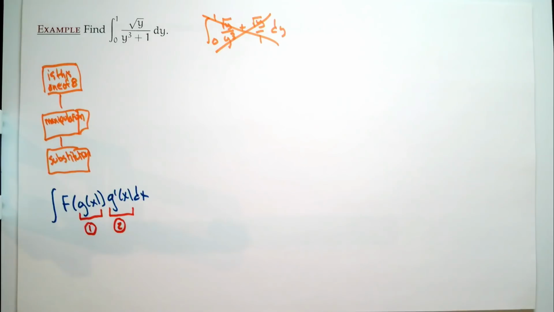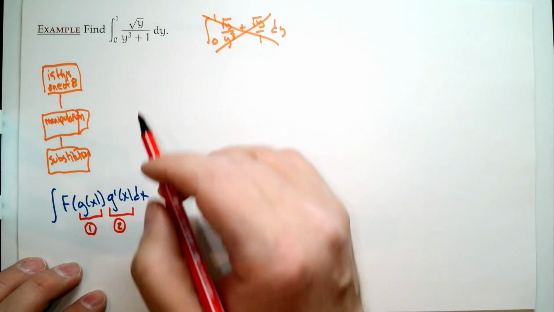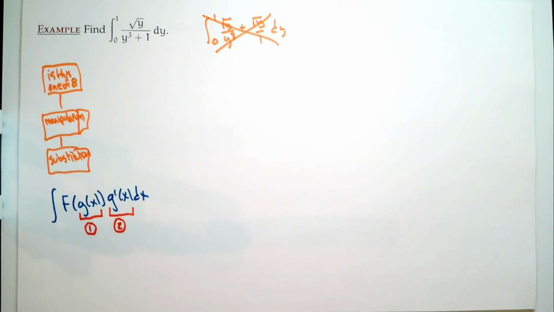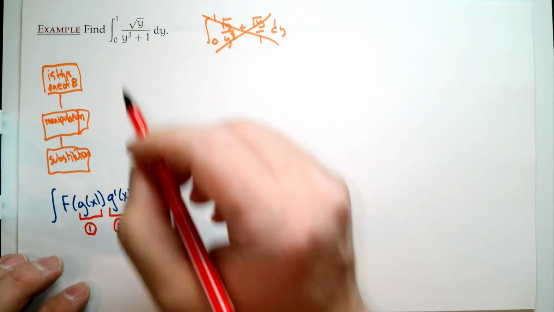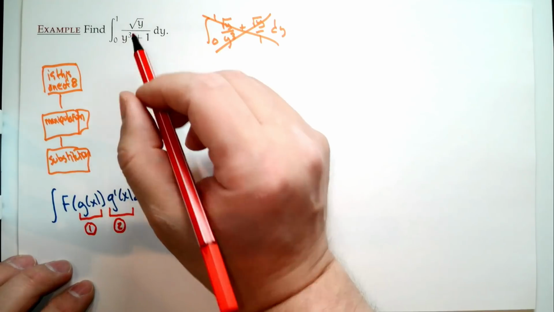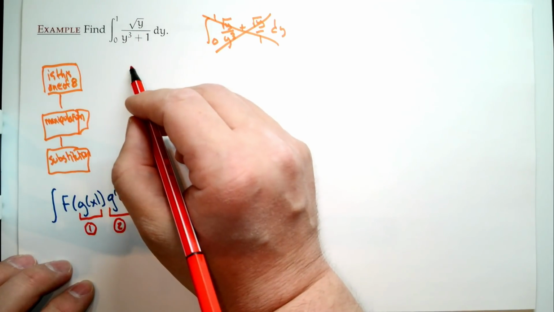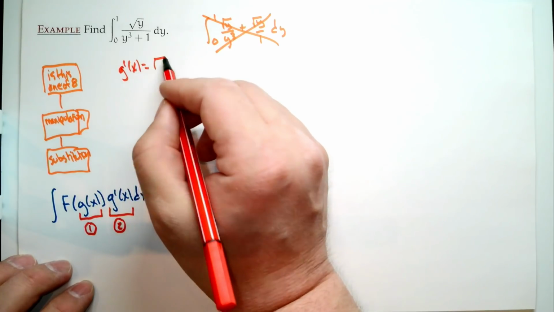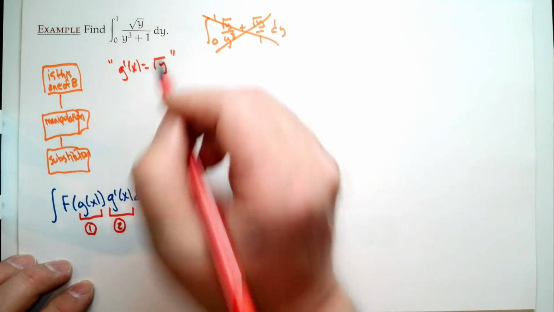Is there something that we recognize as a nice derivative? Well, in this case, 1 over y cubed plus 1, no. If it was 1 over y squared plus 1, oh, that'd be good. Oh, that's our favorite. But it's not. It's 1 over y cubed plus 1. But square root of y. So this suggests that maybe square root of y is acting like our g prime of x. So this is what we think might be true.